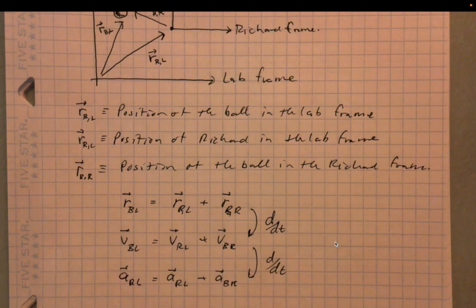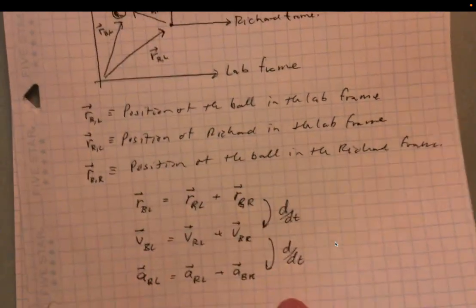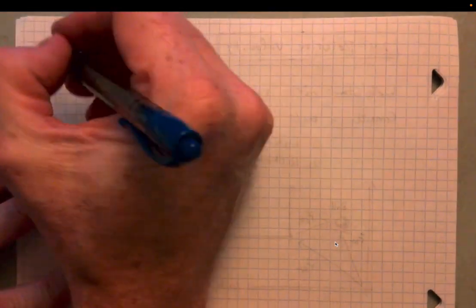Easy enough. Okay, now let's extend this idea a little bit and think about what we call relative velocities. So the velocity in one frame of reference is going to vary depending on what frame of reference the observer is in, et cetera. So let's have a simple mental exercise.